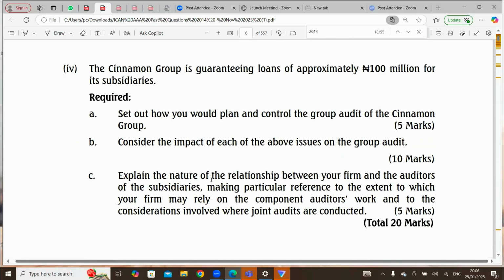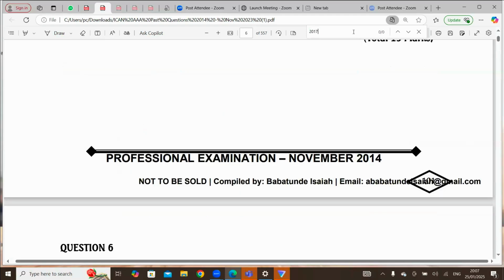Then they said, explain the relationship between your firm and the auditor of the subsidiary, making reference to the extent to which you may rely on the component auditor's work and to the considerations involved where the component auditor is conducting the work. Basically, the group auditor will reach out to the component auditor using a letter of instruction. The component auditor will respond using a report of work performed. But the group auditor cannot say that the result of his work was gotten from information he got from the component auditor. That cannot work.